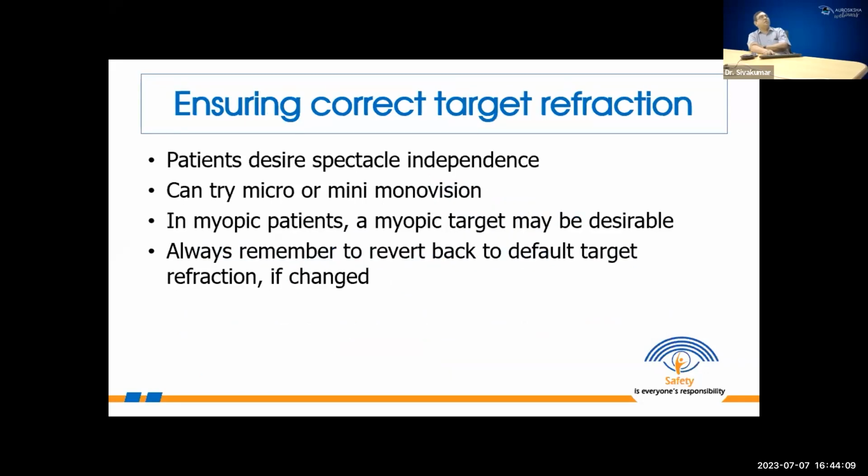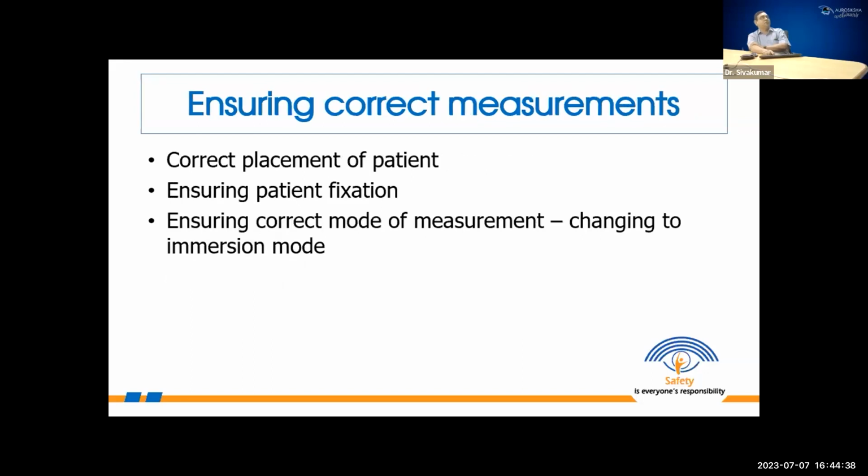Patients desire spectacle independence, and therefore we may change the target refraction from one patient to another while we are trying a micro or a mini monovision. Myopic patients would prefer to be left a little myopic so that they can read well. Now, in these cases, after changing the target refraction, if we forget to revert back to the default target, then we can get a wrong IOL power for otherwise normal patients. So we have to make sure that the target refraction chosen is correct for that patient.